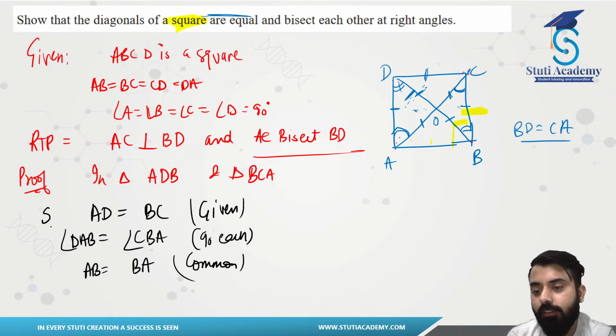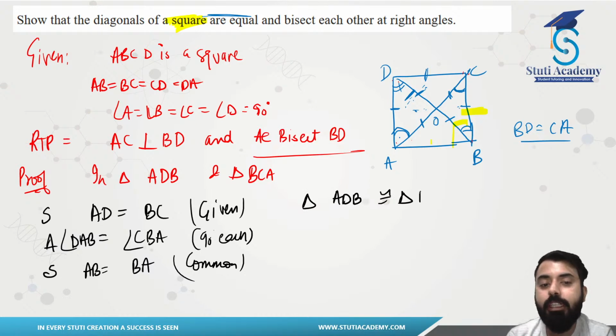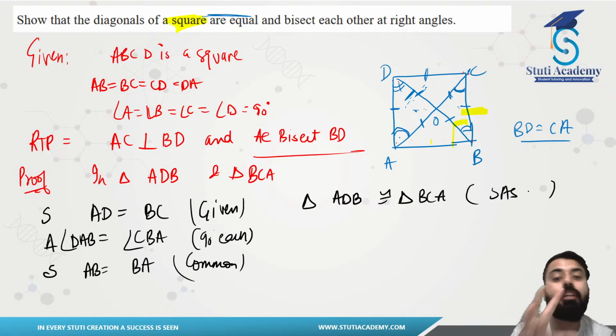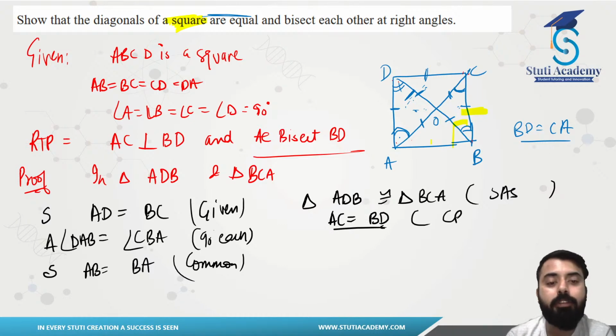So these are the three things that we are going to take today. So you guys see side, angle, side, then you can say triangle ADB is congruent to triangle BCA, that is due to side angle side congruency criteria. Now you can easily say AC is equal to BD, right? That is CPCT, corresponding parts of congruent triangles. Now you have just proven that the diagonals are equal. Now we have to prove that they are bisecting each other.